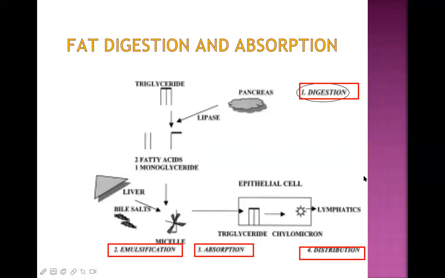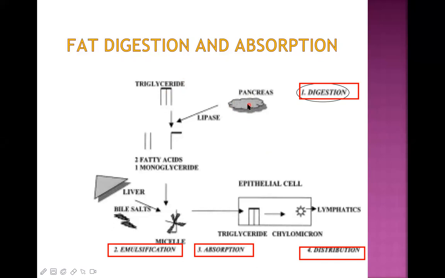Now we have a bit of time, so let's talk about fat digestion and absorption first, of all those three macromolecules. Now follow here. I am going to explain step by step. The main component of fat which we take in our diet is triglyceride. We call it TG, triglyceride. This triglyceride is present in the stomach, and from the stomach it will go to the second part of the duodenum.